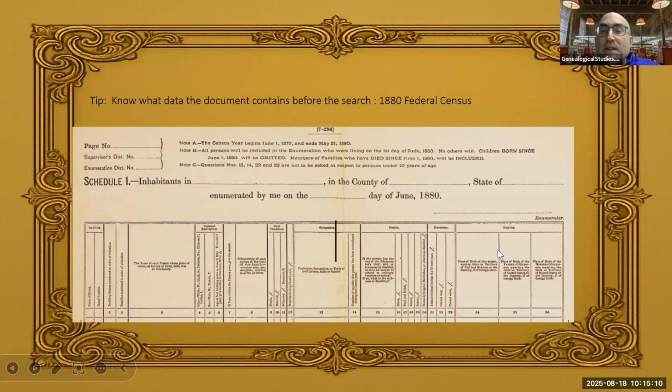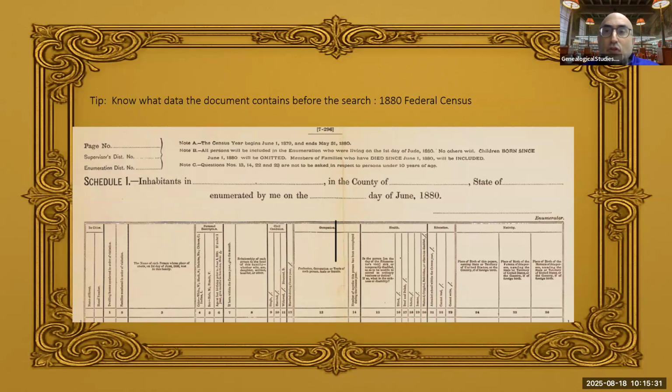And now, if you see here, it also lists the birthplace of the person in the census and the birthplace of their mother and father. Now, it gives the birthplace, but it doesn't give anything about citizenship, which is on later censuses. Later censuses say if someone was a citizen, if they were an alien, if they filed papers.